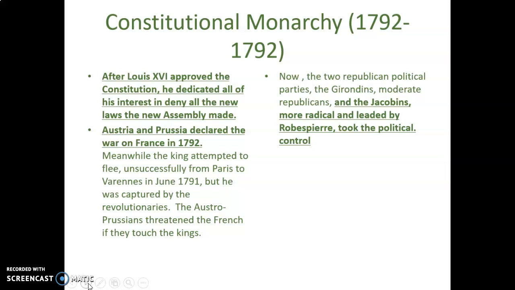And as you see, he's captured by the revolutionaries, and the Austro-Prussians threatened the French if they touched their king. So now you have two Republican political parties: the Girondins, the moderate Republicans, and the Jacobins, the more radical. You need to know the Jacobins were led by this guy, Maximilien Robespierre, and he's going to end up taking political control.